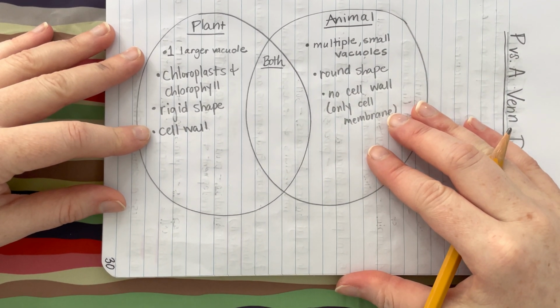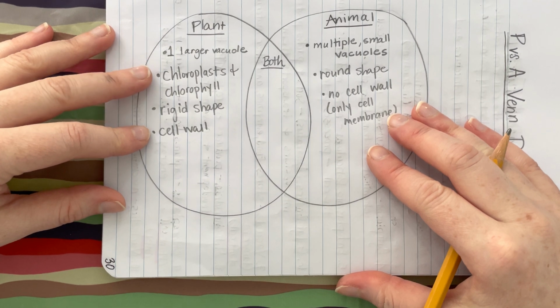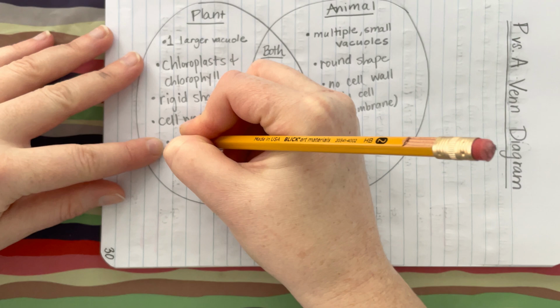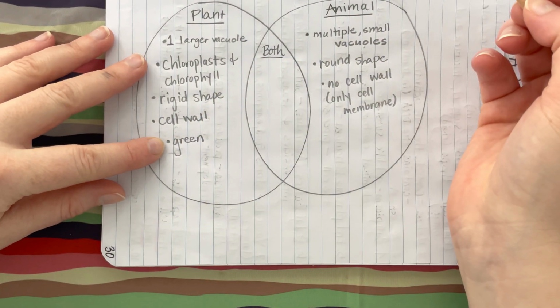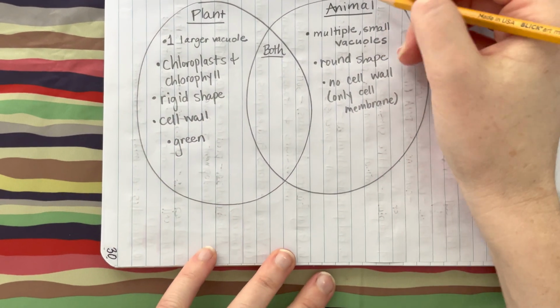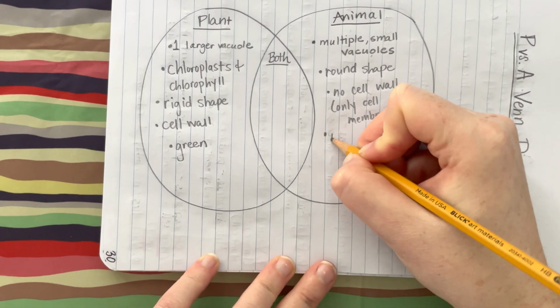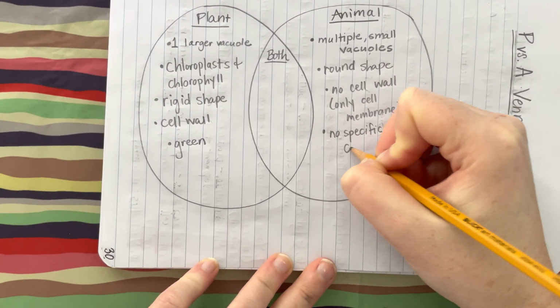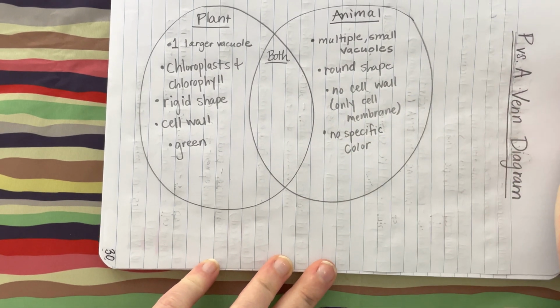And what am I missing? I think that's it. Oh, this is often green. No specific color here. That lack of chloroplast is why.